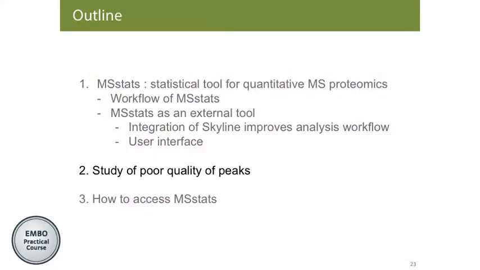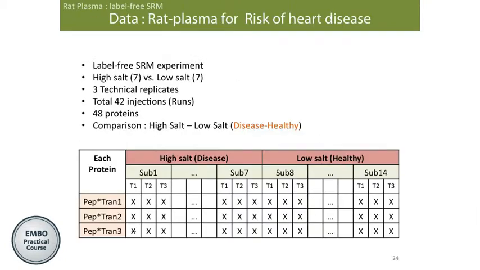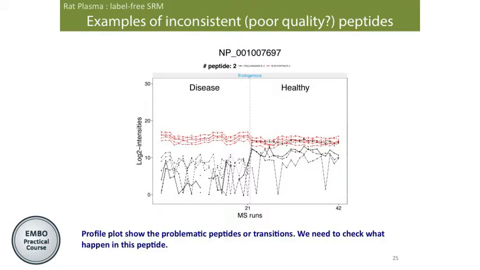So I will just demonstrate one of the examples, what I just addressed. Here I have a label-free SRM data. The label-free SRM has two conditions, one is disease and one is healthy, with 7 injections and 3 replicates. This is one of the examples Brandon already showed on Monday. We just processed it in Skyline and then started to use MSstats.